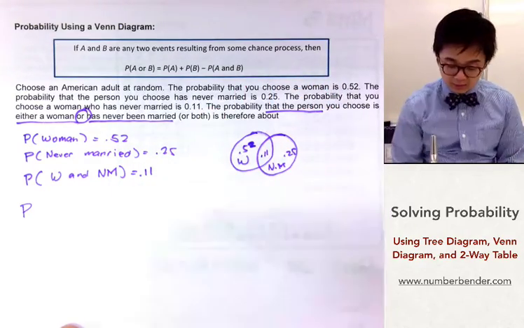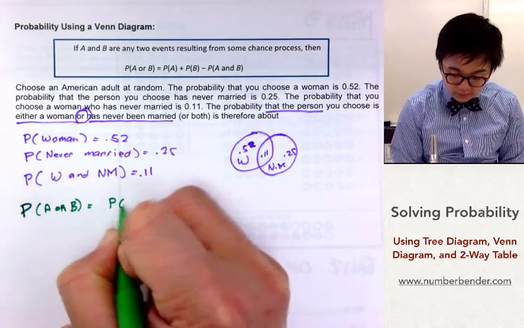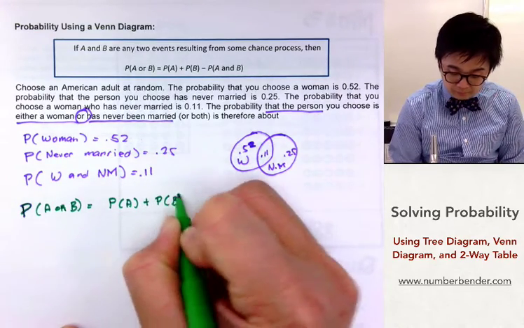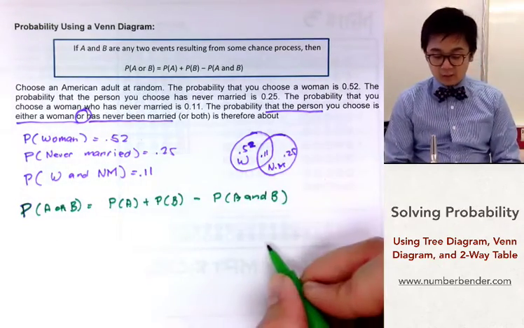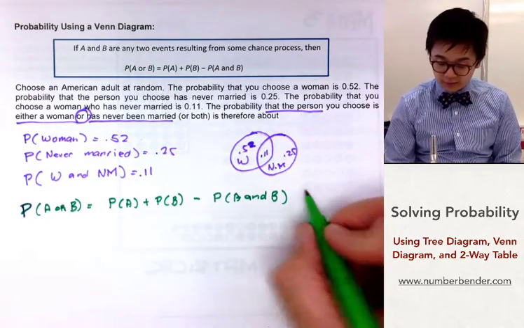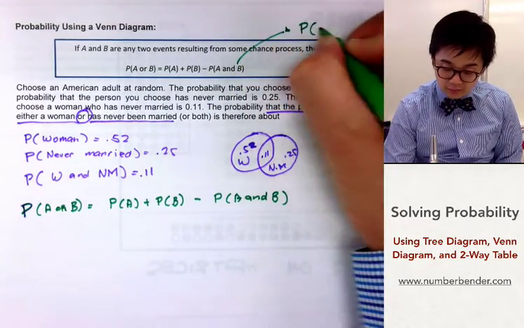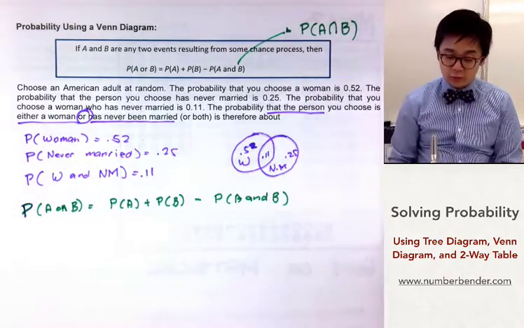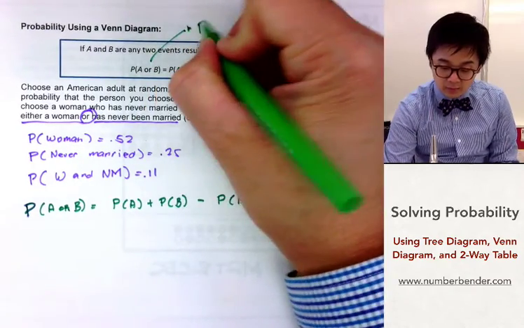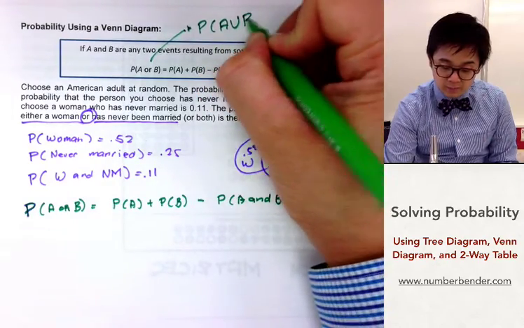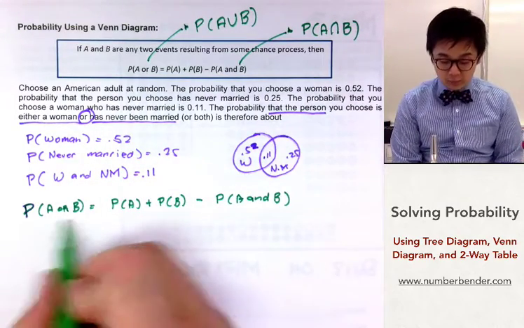The probability of A or B is P of A plus P of B minus P of A and B. Where P of A and B can also be written in the notation P of A intersection B. Sometimes that's the symbol we use in probability. And for or, it's P of A union B. So that's the difference between union and intersection.